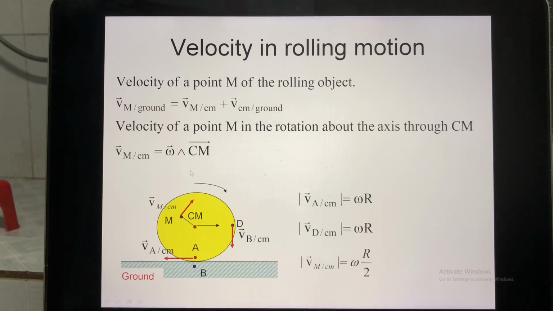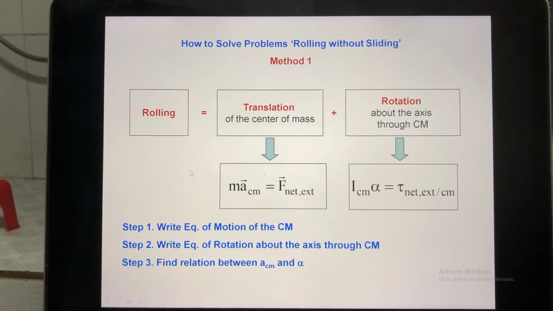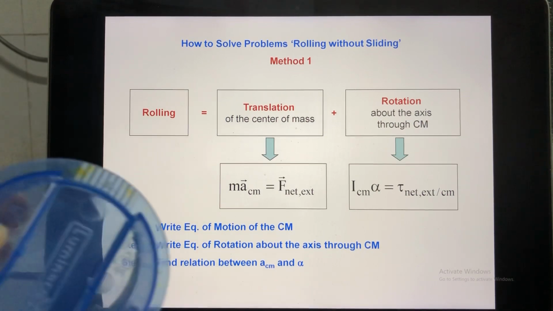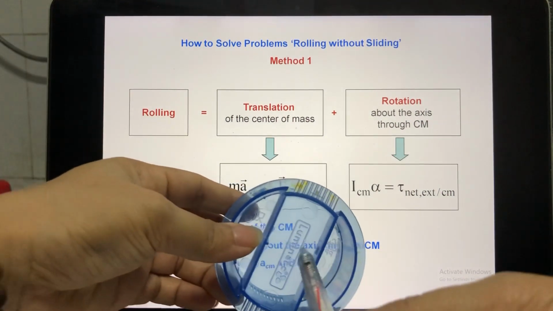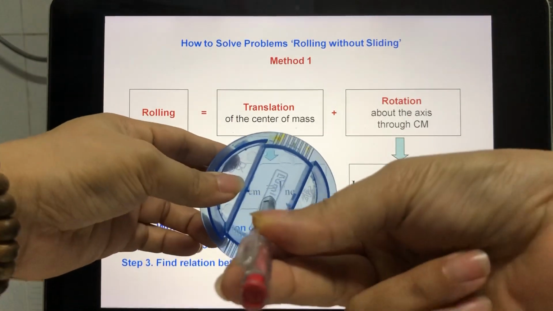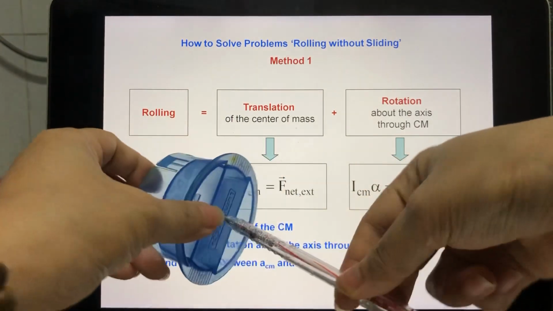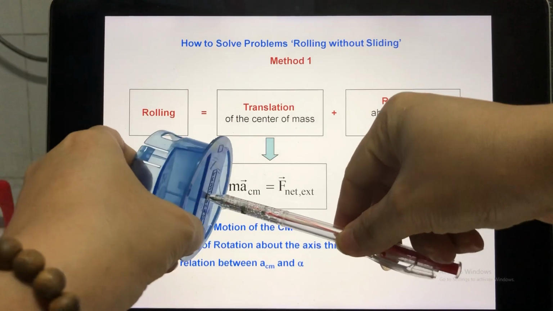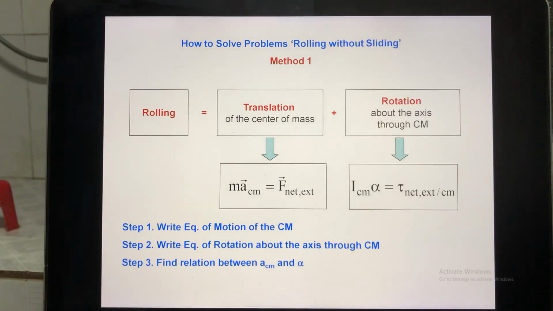Okay. Next, how to solve problems of rolling without sliding. The first method, we consider the case when the rotation with respect to the axis passes through the center of mass, like this. So in this case, you have to pass 3 steps.